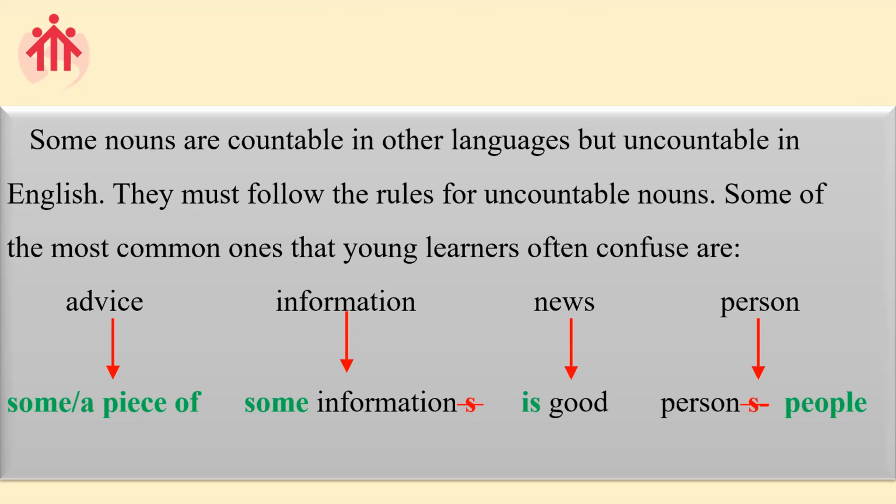News is an uncountable noun. That's why here we put the verb to be in the singular form. Person never takes S. We don't say one person, 10 persons, but we say one person, 2 people, or 10 people.